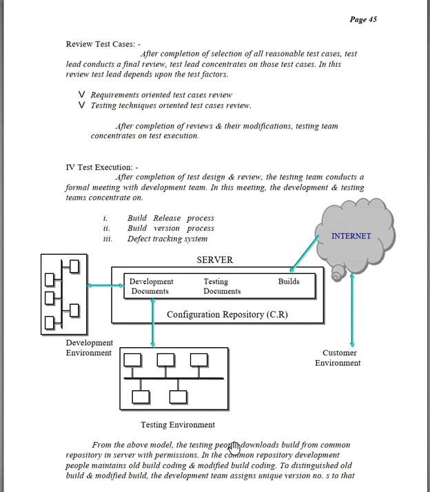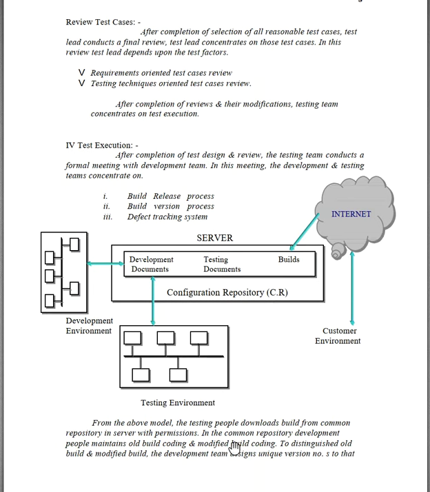Then we will have the execution. We will be running the test cases to make sure that we are getting the expected result. The build release process, the build version process, and the defect tracking system: the development team and the testing team mostly concentrate on all these things. They will have the development environment, the testing environment, and the development documents. The testing team will be working on the environment, and based on the issues, they will be raising defects to the development team. The development team fixes them if valid, and the execution will continue until all the test cases are completed and all the requirements are satisfied.